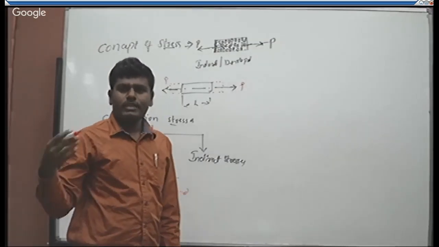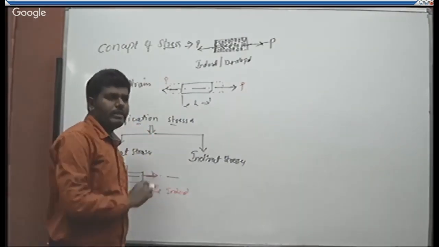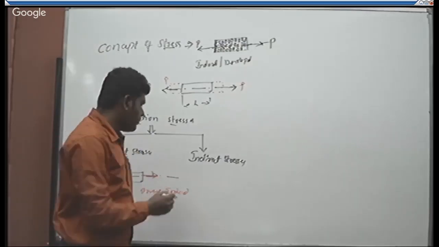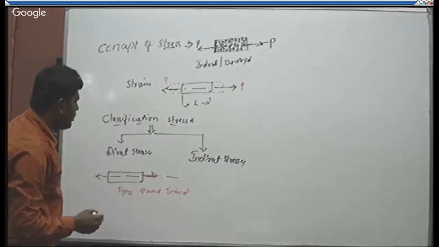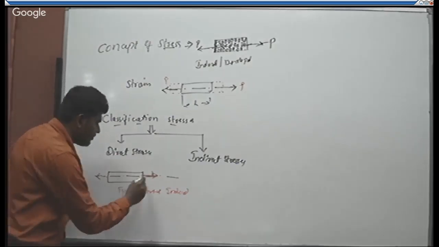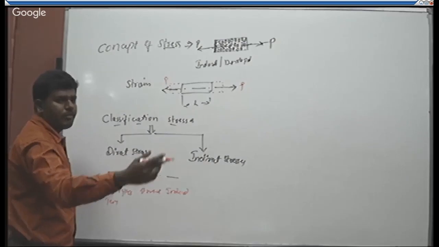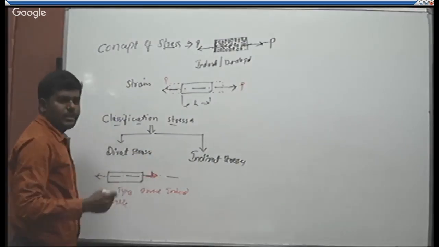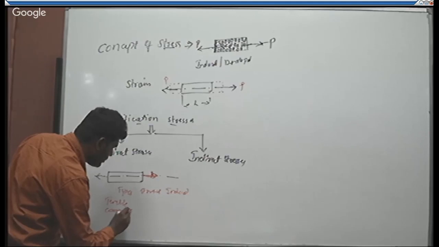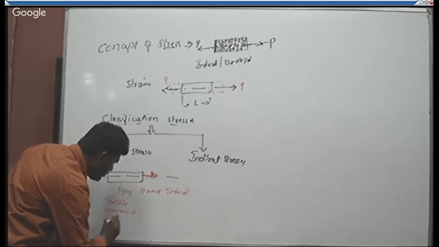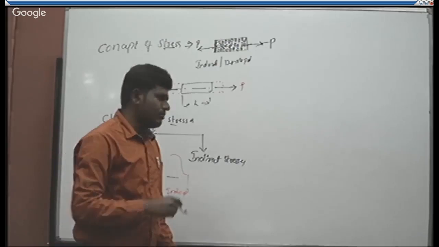Due to the action of a tensile force, a tensile stress is induced in the body, or due to a compressive force, a compressive stress. If the force is a shear force, the stress induced is shear stress. If the direction of the external force is away from the body, we term it tensile stress. If the force acts towards the body, we term it compressive stress. Then we have another type called shear stress. These are the three types of direct stresses we are going to discuss in our unit.